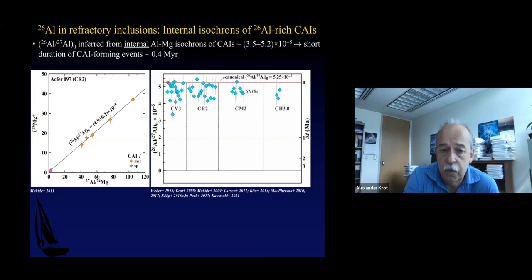This isochron on the left has a slope of 4.9 times 10 to the minus 5, which is very close to the canonical value. The graph on the right shows internal isochrons in CAIs from different chondrite groups. As you can see, they have a larger spread than 0.002 for the bulk model isochron. Based on the spread of the aluminum 26-27 ratio in CAIs from different chondrite groups, the conclusion was that, at least by now, the formation of CAIs lasted at least 400,000 years.